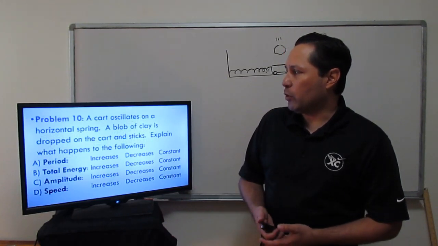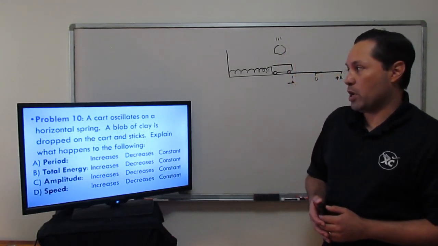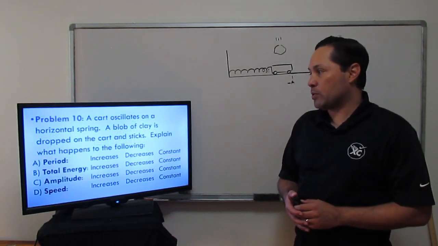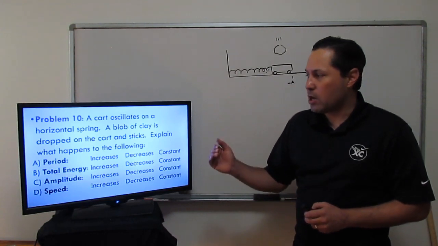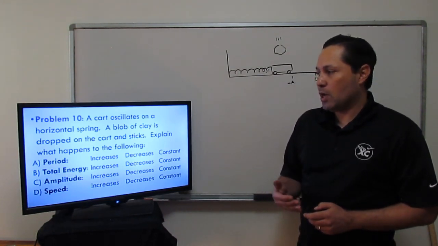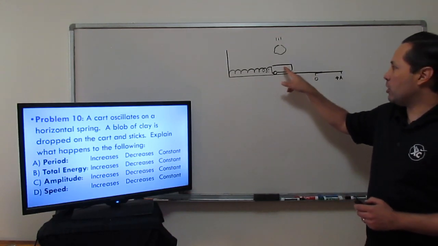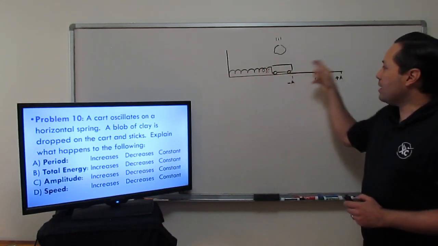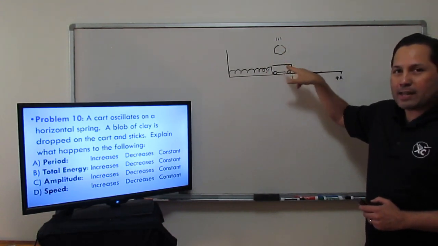So we begin with problem number 10. In this one, it says, a cart oscillates on a horizontal spring. A blob of clay is dropped on the cart and sticks. Explain what happens to the following: the period, the total energy, the amplitude, and the speed. Alright, so here's our visual. We have our cart oscillating back and forth, and as it does, a blob of clay lands on it and sticks.